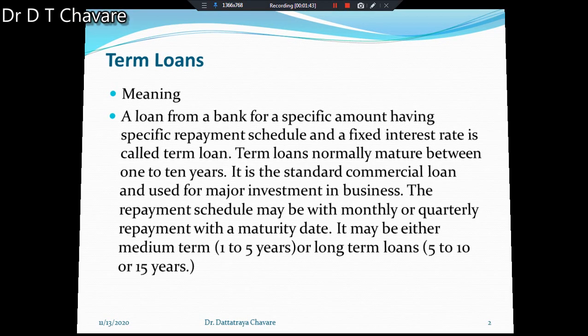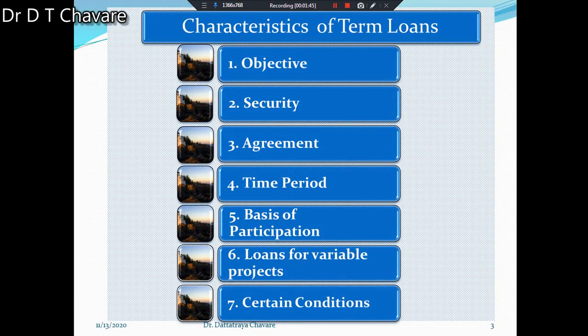Now we have to study the different characteristics of term loans. It means the distinguishing characteristics of term loans. What are the characteristics of the term loan? How many characteristics have I mentioned here? I have mentioned one plus half a dozen characteristics. One plus half a dozen means 6 plus 1, 7 characteristics I have mentioned here.